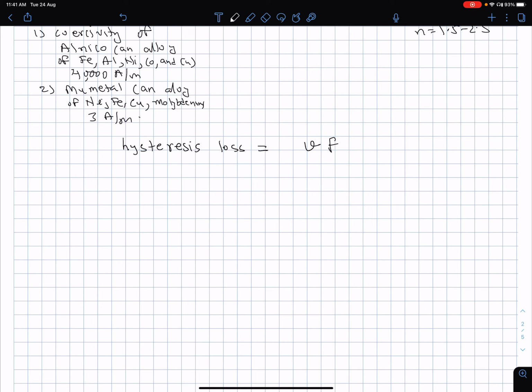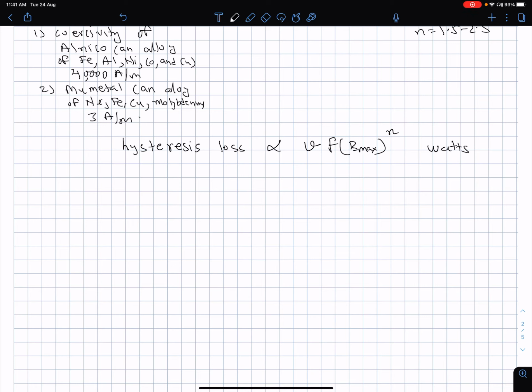What we saw is for one cycle, so if we want to actually calculate per second, and suppose 50 cycles are traced, or frequency is f, then it will have to be multiplied by f, and then you will get so many joules per second, which is proportional to V, proportional to f, and proportional to Bmax to the power of some n.